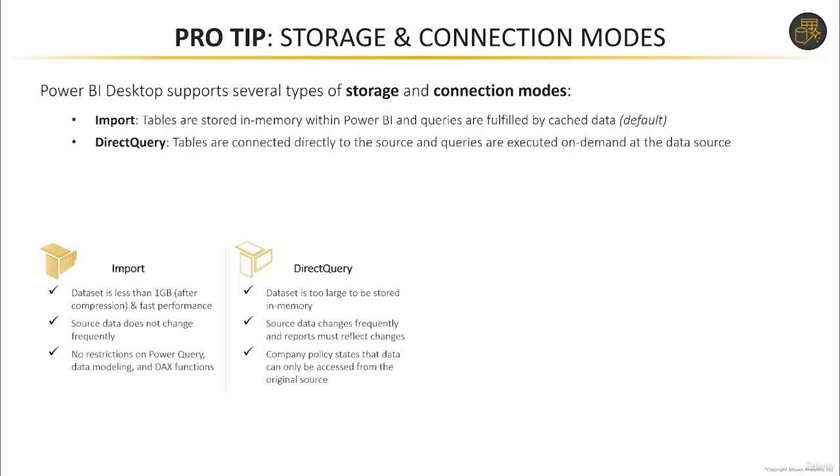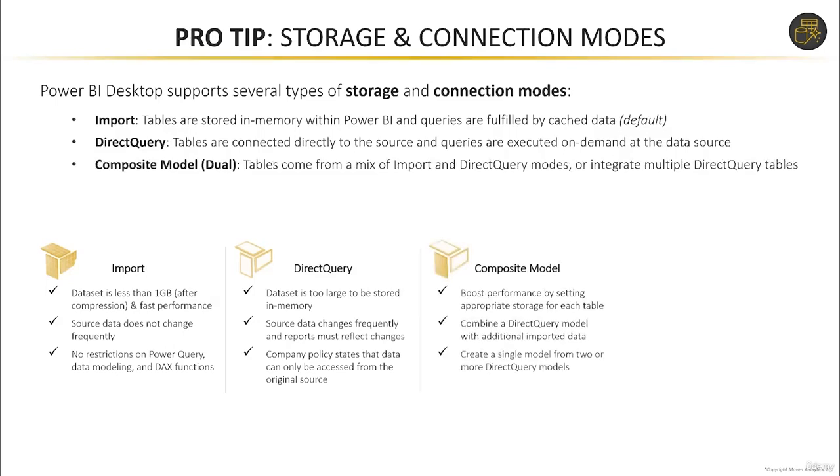Composite models, as you may have already guessed by the name, are models that contain a mixture of both import and DirectQuery modes, or are created from multiple DirectQuery tables. Composite models are useful in cases where you want to really boost your data model performance by setting appropriate storage types for each table, or combine a DirectQuery model with additional imported data, or create a single model from 2 or more DirectQuery models.